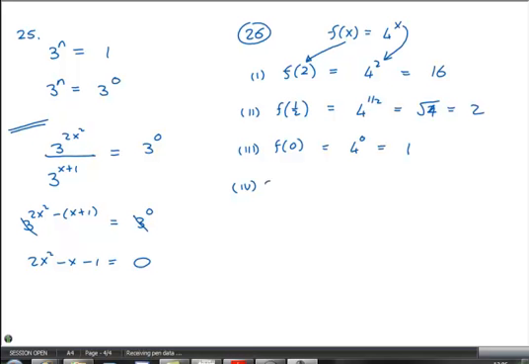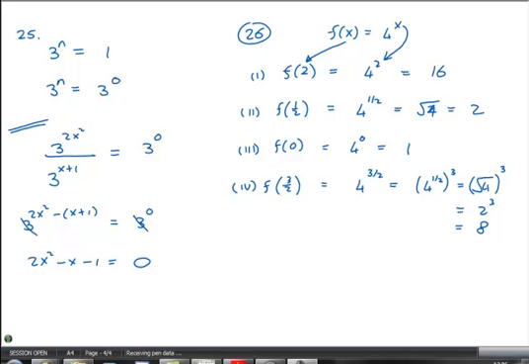F of 3 over 2 means 4 to the power of 3 over 2. You've dealt with this plenty of times. It means 4 to the power of a half all cubed. That means the root of 4 cubed, 2 cubed. So the answer there would be 8.